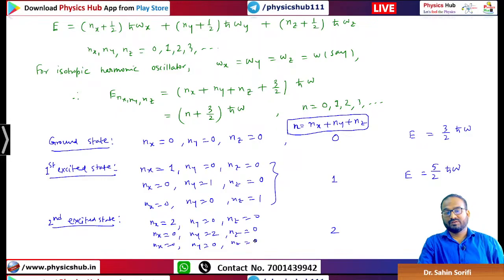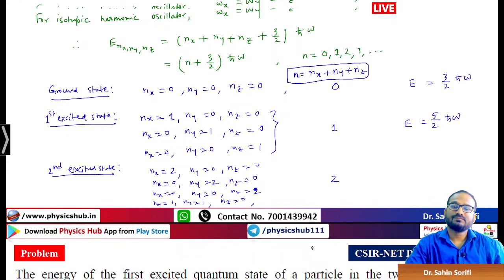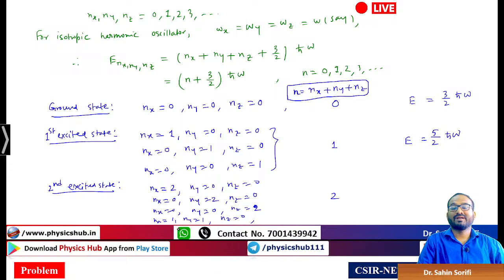So this is how you make 2, or you can also choose nx equals 1, ny equals 1, nz equals 0. Then you can check, I don't have space here. You can take nx equals 0, ny equals 1, nz equals 1. Further, nx equals 1, nz equals 1, and ny equals 0. So a few more you will get.